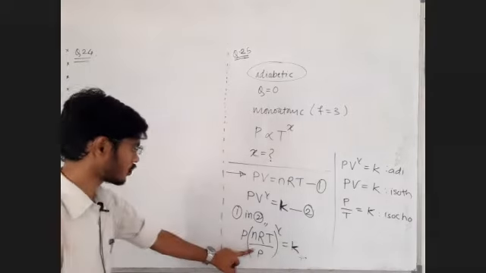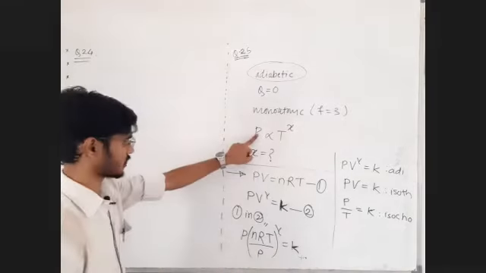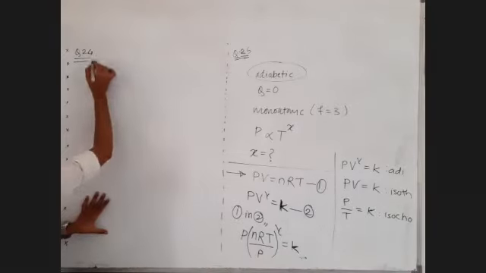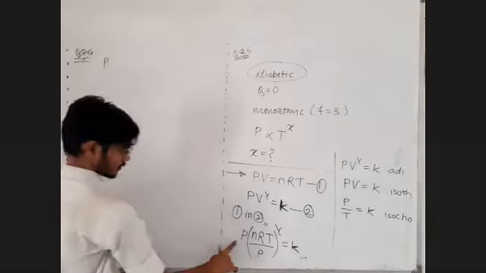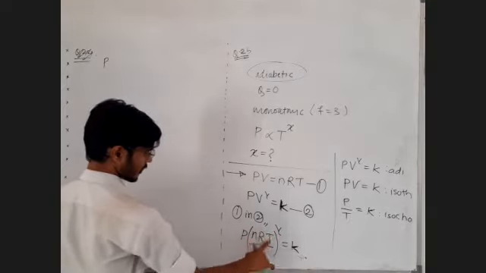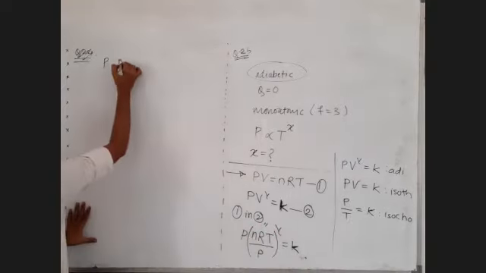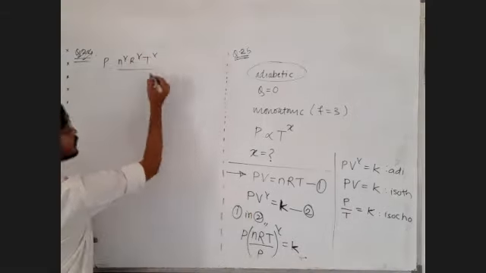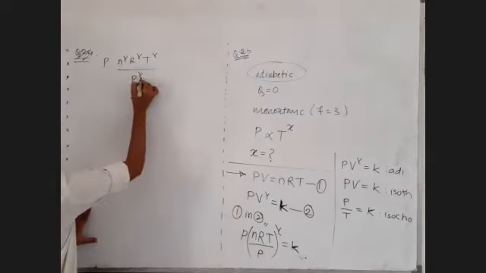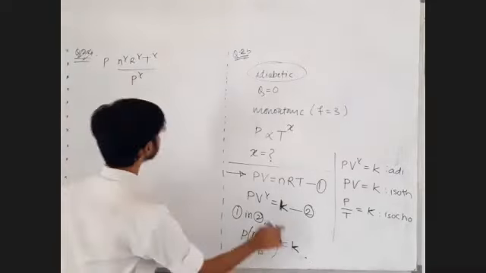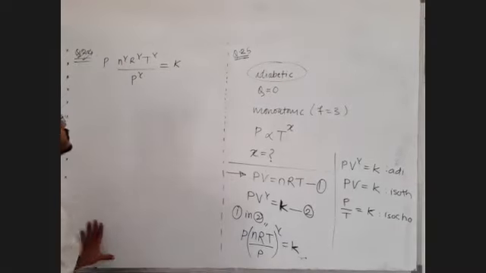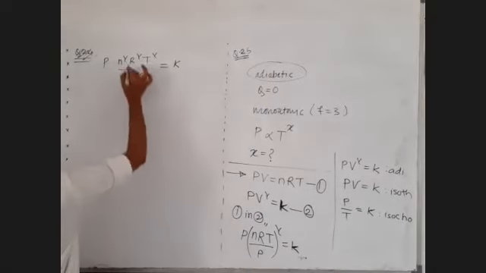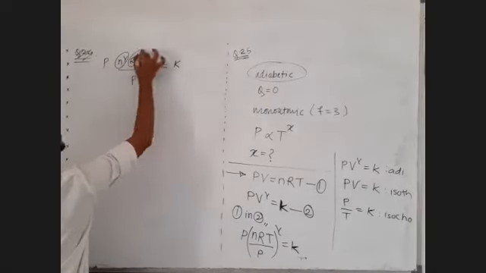Okay, now try to rearrange this equation in this fashion. P will remain as it is. This n raised to gamma, r raised to gamma, t raised to gamma divided by p raised to gamma is equal to constant. Now see, whatever the constants are there, you can just forget about those constants. n raised to gamma is constant, r raised to gamma is constant.